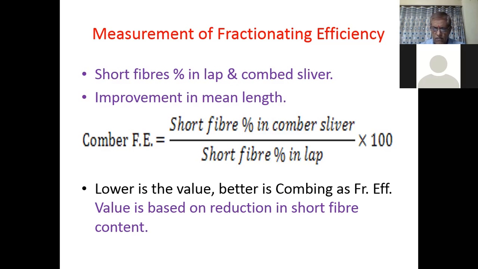So the lower the value, the better the combing, because if a comber is successful in removing the short fibers, then after combing the short fiber percentage will be less in comparison to the lap. So the value will be less. Lower is the value, better is the combing, as the comber fractionating efficiency value is based on reduction in short fiber content.